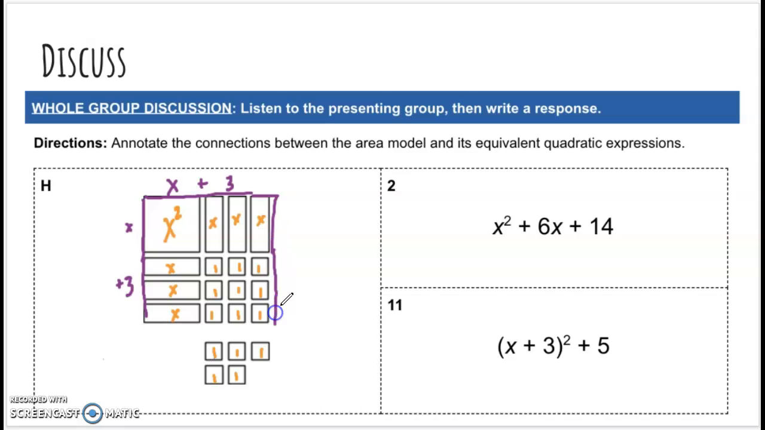Hopefully you can see how I'm making my box. And if I draw down this way and down this way, x times x makes x squared, x times 3 makes 3x, x times 3 makes 3x, and 3 times 3 makes 9 right in there. And I have 5 left over. So I could write the factored form of this area model as x plus 3 squared, and then add on that extra 5 on the end.